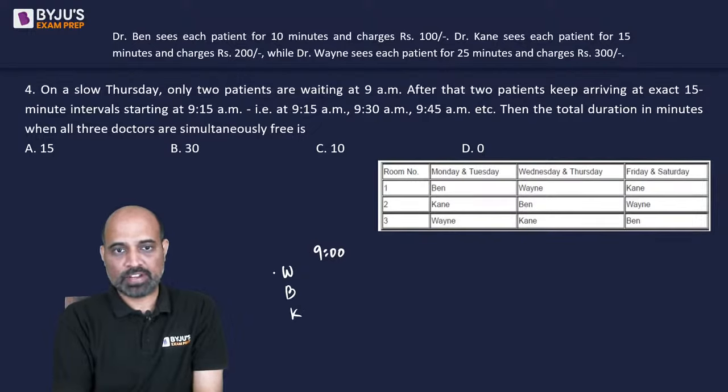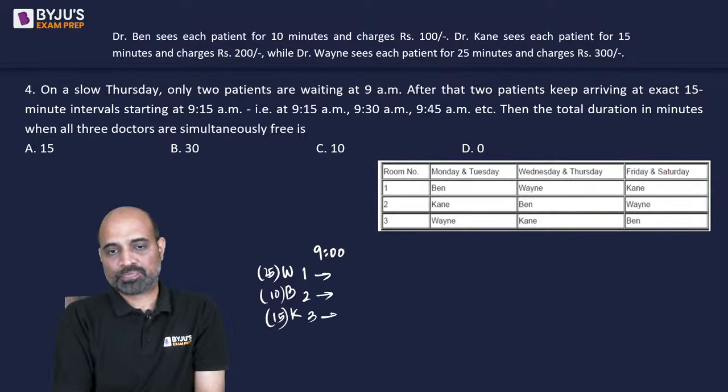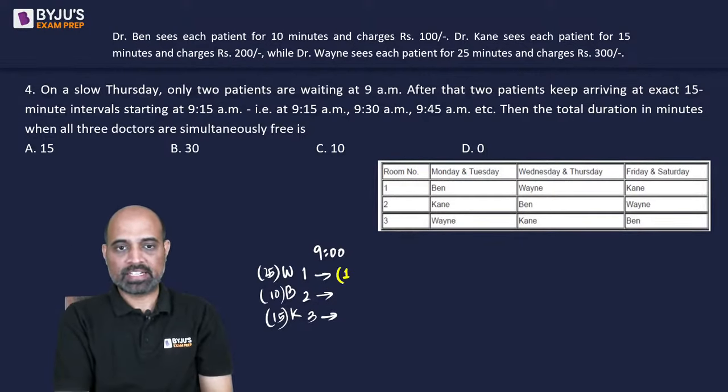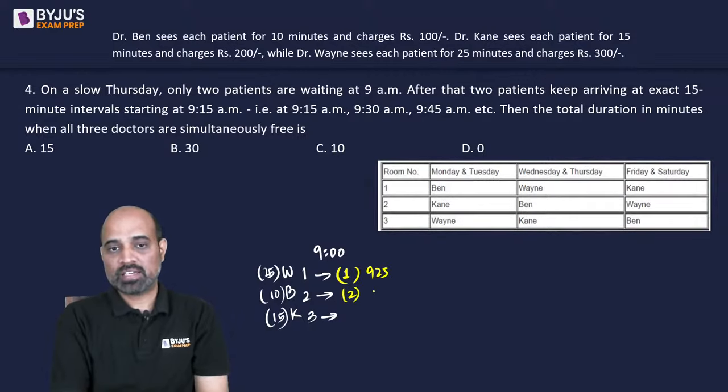Let's remember that Wayne takes 25 minutes, Ben takes 10 minutes and Ken takes 15 minutes. This is room number 1, 2 and 3. So the first patient enters Wayne and he is going to be free by 9:25. The second patient enters Ben. He is going to be done with the patient by 9:10.